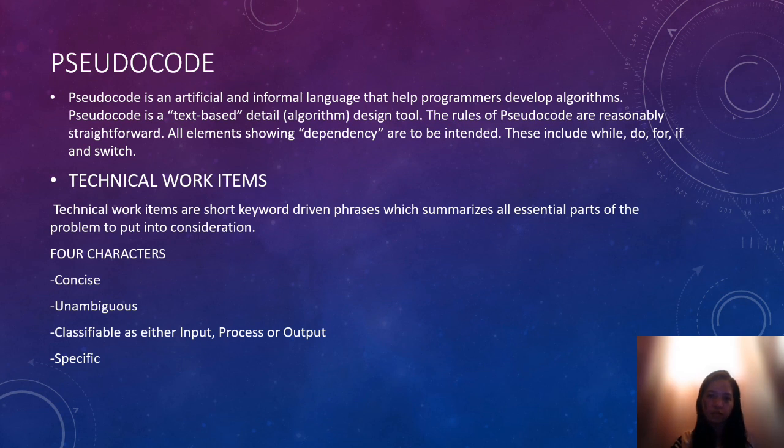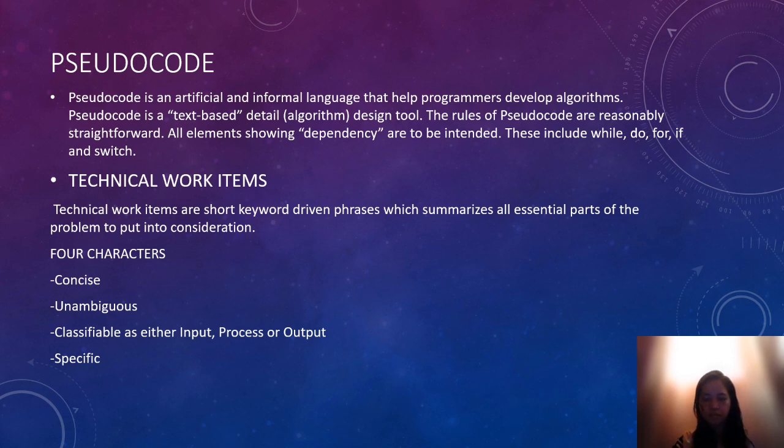Pseudocode is an artificial and informal language that helps programmers develop algorithms. Pseudocode is a text-based detail design tool. The rules of pseudocode are reasonably straightforward. All elements showing dependency are to be indented. These include while, do, for, if, and switch.